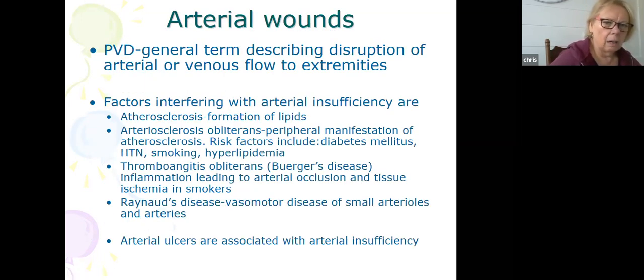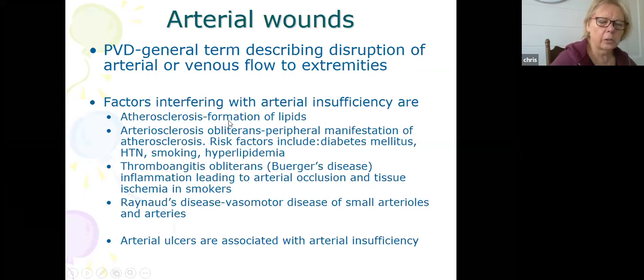All right. PVD, peripheral vascular disease, is a general term that describes disruption of both the arteries and the veins, so arterial and venous flow to the extremities. When we talk about arterial wounds, by the way, the most common cause of leg ulcers that you'll see is venous insufficiency. So they're the most common. Factors interfering with arterial insufficiency.